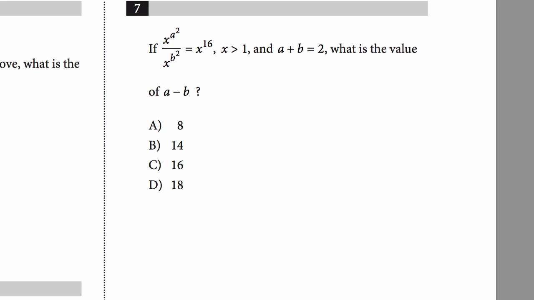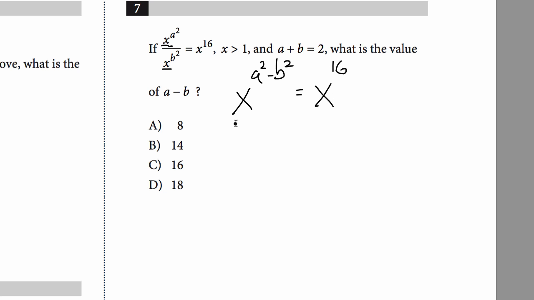All right, number 7 looks like this. It's got a bunch of exponents, and the tricky part about this question is they're just testing to see if you know your exponent rules. So when I look at this part of the equation, I see same bases, right? We have like bases. So when I'm doing division, I subtract. So that's x to the a squared minus b squared. And they tell you the whole thing's equal to x to the 16.